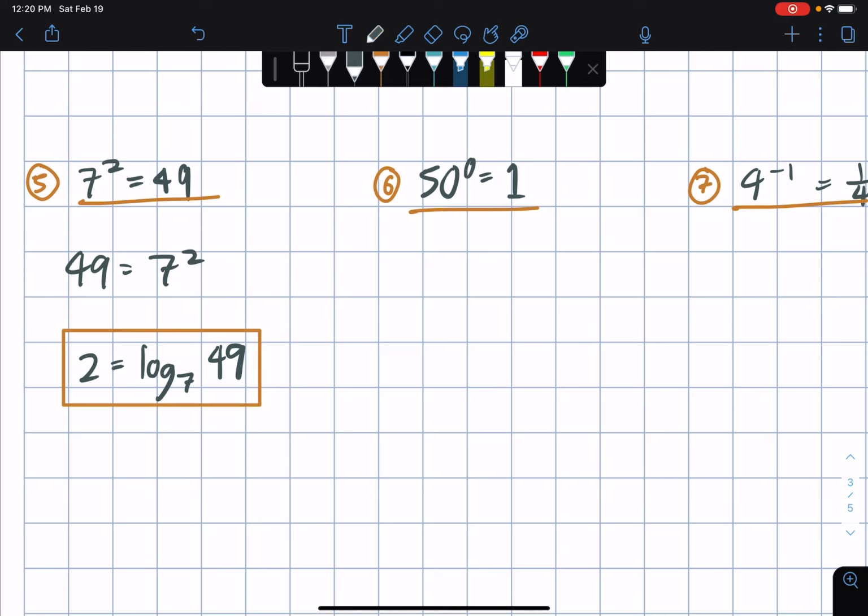For number 6, 1 is equivalent to 50 raised to 0. 0 is equal to log base 50 of 1. Let's try to prove it. I hope you have your scientific calculator with you. Let's check. Log base 50 of 1 is 0. Correct.